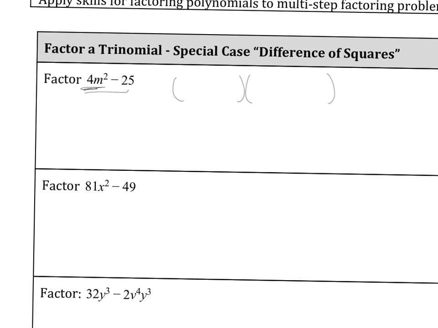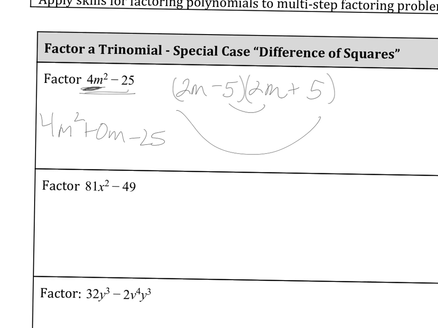If I think about two things that multiply to make 4m squared, I'm going to use a 2m and a 2m. If I want things that multiply to make a negative 25, I'm going to try 5 and negative 5. Now, it needs to be the case that this inner product and this outer product combine and make nothing, because this really is basically 4m squared plus no m's minus 25. And lo and behold, this inner product is negative 10m, the outer is positive 10m. If I do combine these, they do make 0.